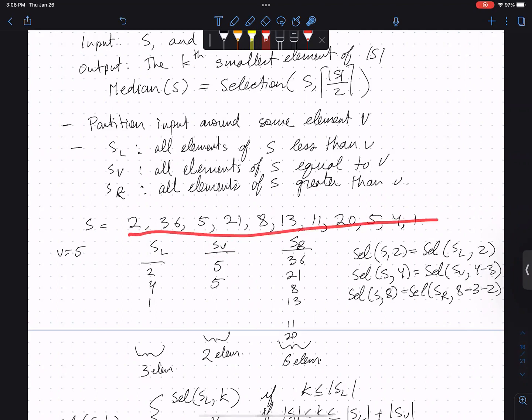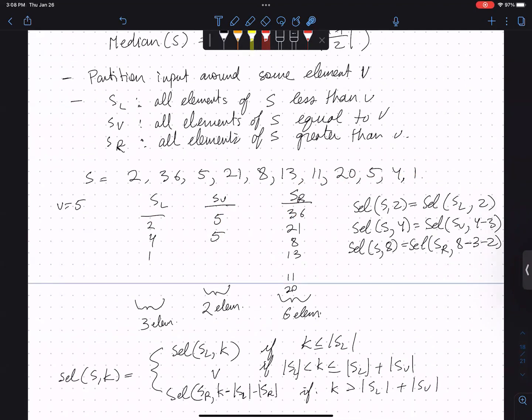If we go through this list, then we get these buckets. The important thing is that we're not actually going to put elements in the buckets. We're going to count the size of these buckets. We don't need the elements; we just need to know the size of each bucket. In this case, we got 3 elements, then 2, then 6. So this says that there are 3 elements less than V, 2 elements equal to V, and 6 elements bigger than V. And this lets us now try to answer the question of the kth element.